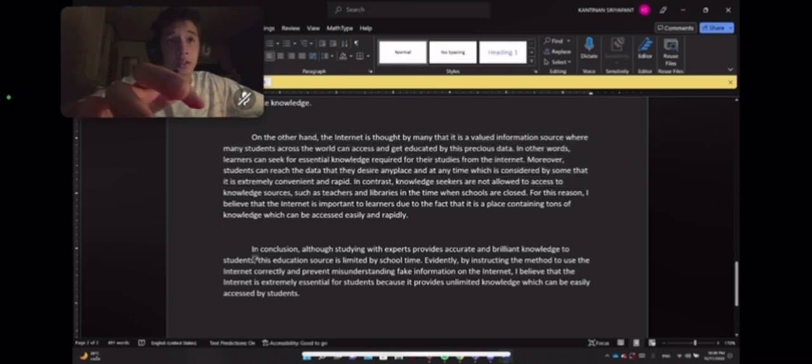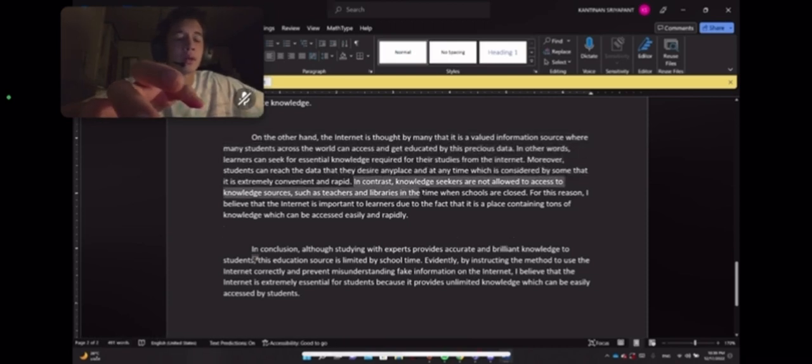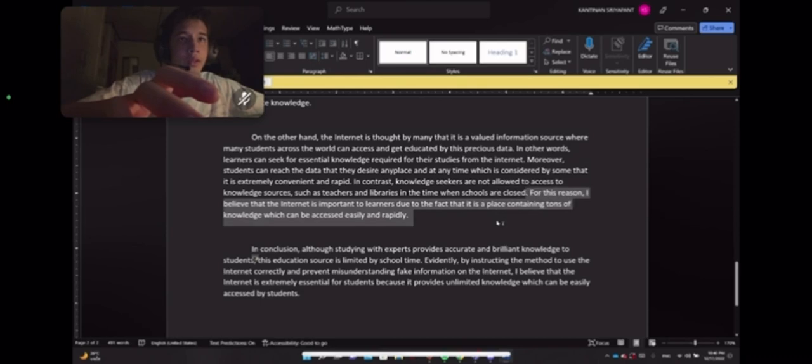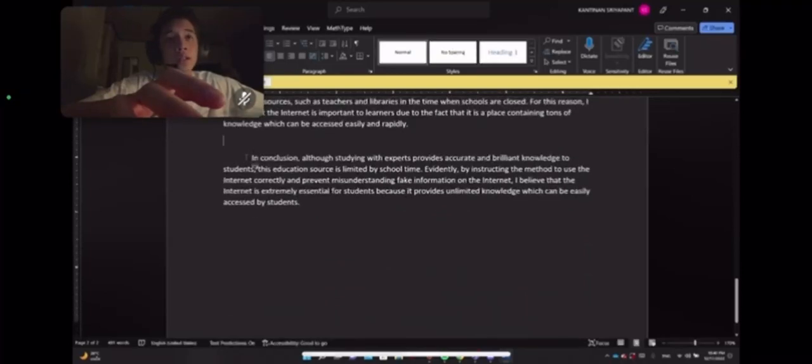the weaknesses of the previous point with the strength of your point. So this can make your paragraph a little bit stronger. And the final sentence here is also a supporting sentence.